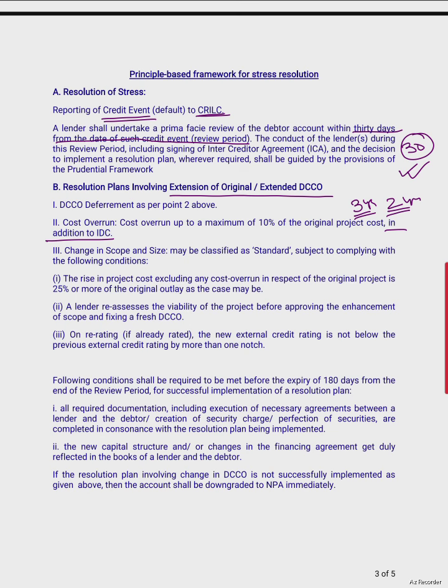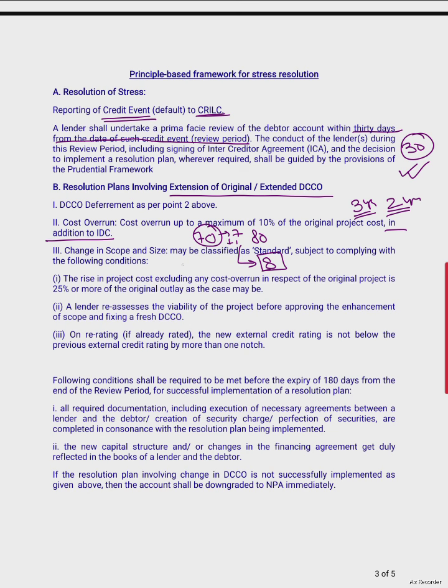Suppose a project was earlier envisaged at a cost of 70 and now it's 80. So the bank may consider up to 7 crore rupees, which is 10% of it, in addition to the infrastructure development interest during construction. So if interest during construction is 1 rupee, in this case you can, as a lender, fund 8 crore rupees.